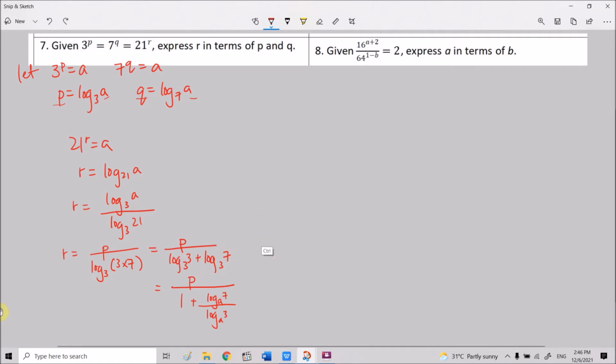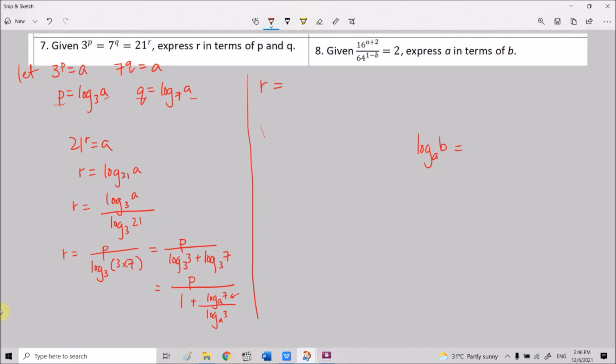Now this is not done yet, so for R here, we continue from here. You can see that this is log base A of 7, but here is log base 7 of 8. So we need to further change this part. There's one rule here, for example, log base A of B.